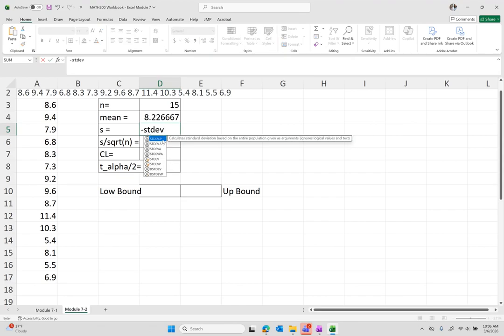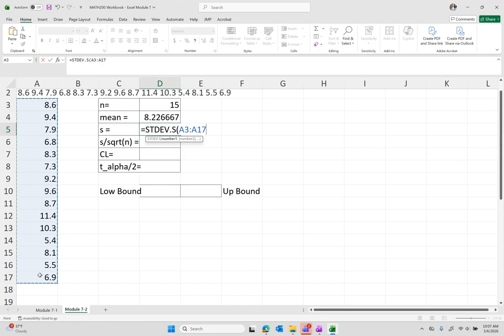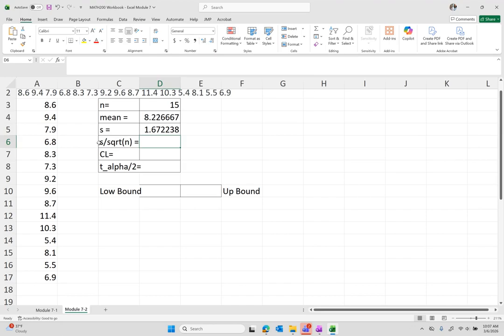Remember, this is a sample, so not .p, but .s. I need here to make it an equal sign, not a minus sign. And then here I need the array again. I need to find the standard error. So the standard error is s divided by the square root of n. So equals s divided by the square root of, and n is located in this cell. Notice that I do not put the values by hand because I want to copy paste this and use it again. The confidence level is 0.95.